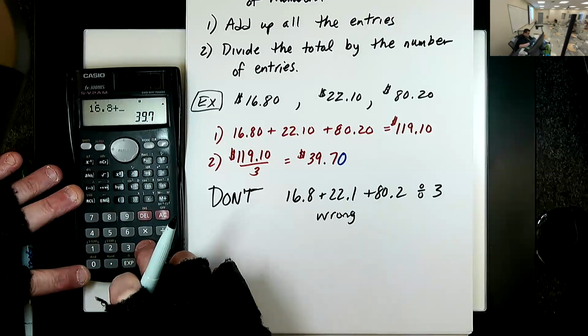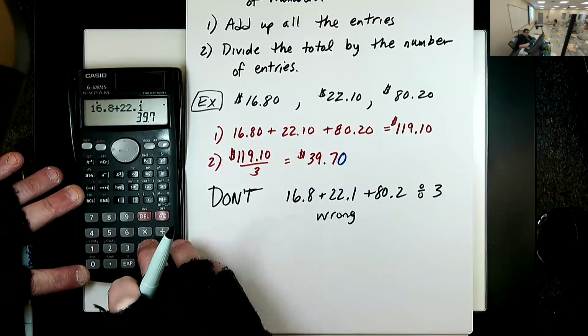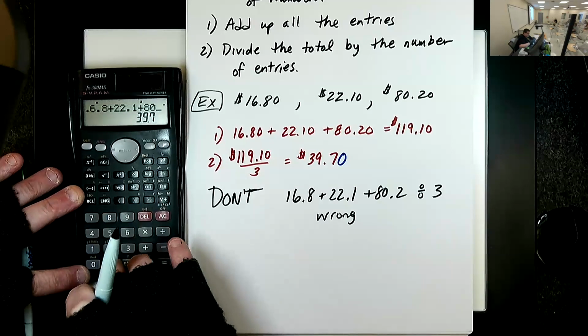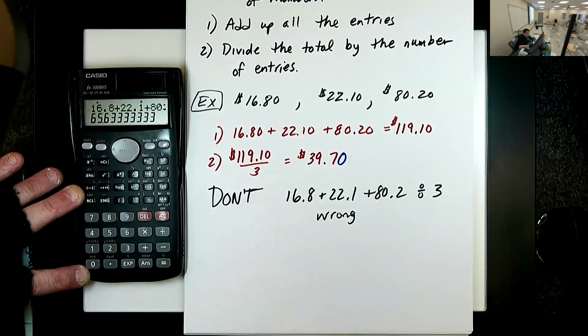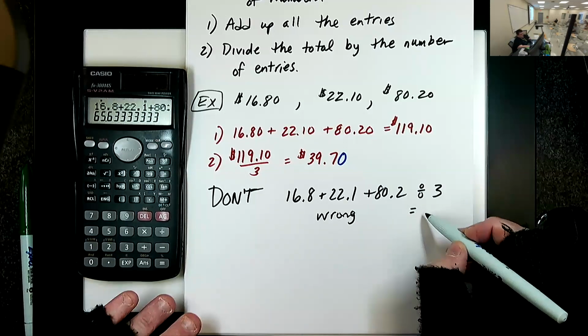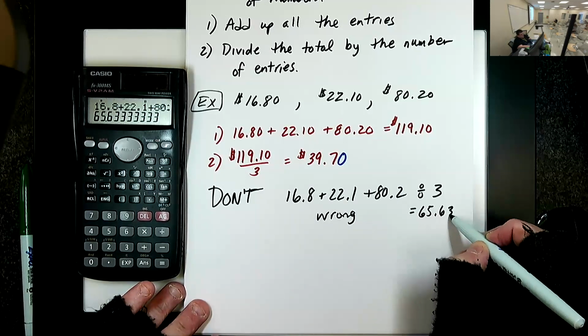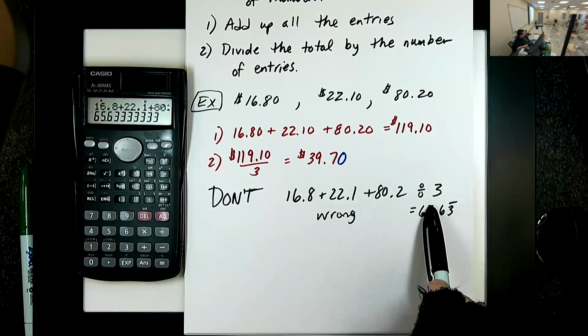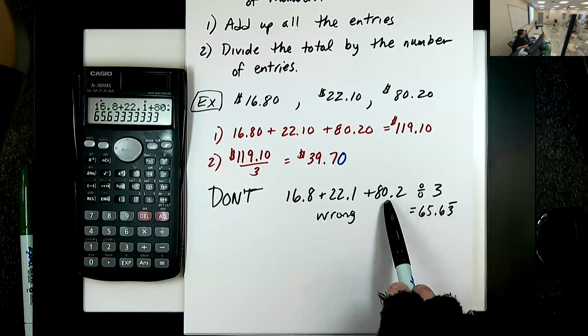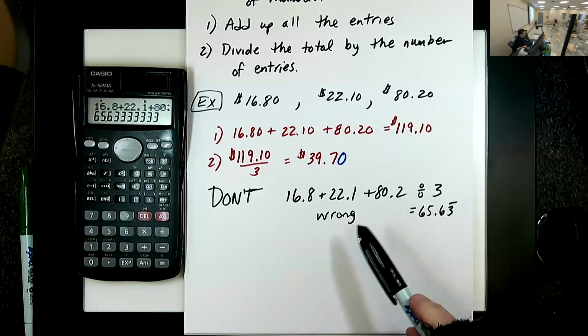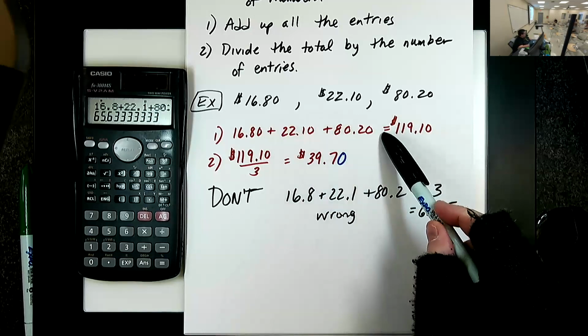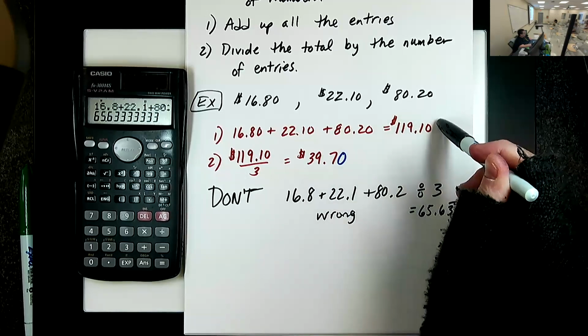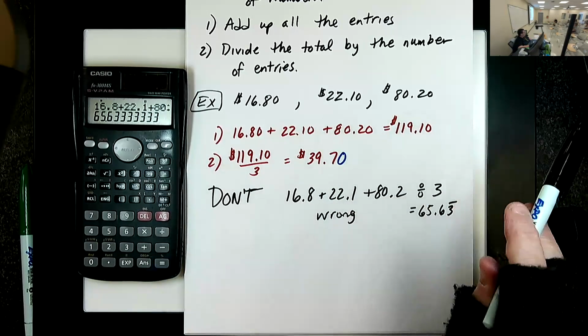16.8 plus 22.1 plus 80.2 divided by 3. That's getting me 65.63333, which is not $39.70, which means it's wrong. The reason is the way it's done here, it's only dividing the 80.2 by 3. I recommend just adding them up, hitting equals, then dividing by the total number of entries. You can't mess up that way.